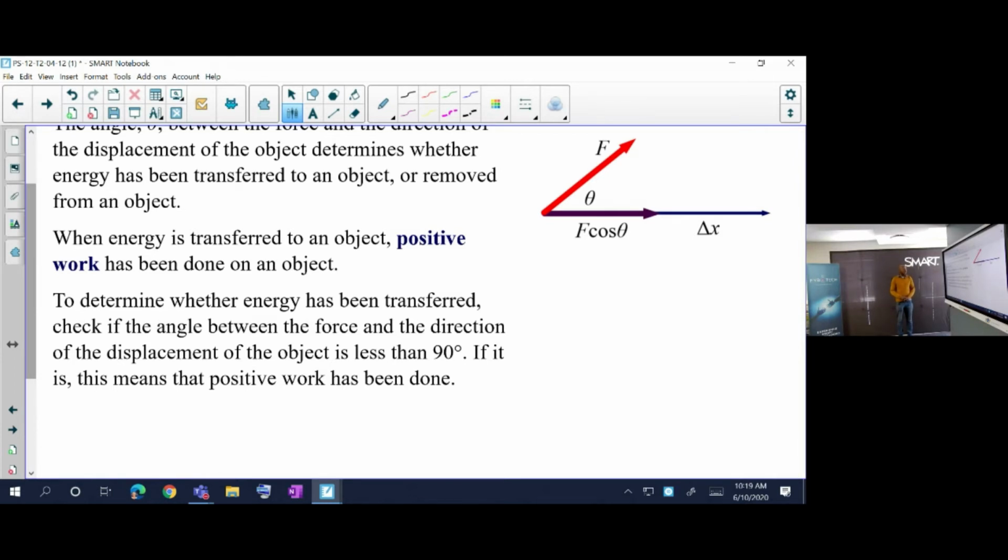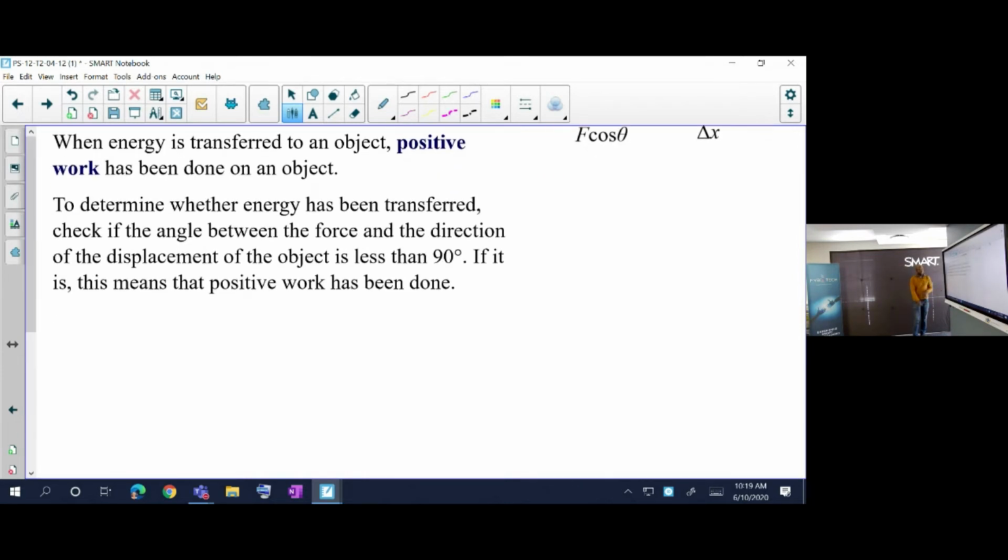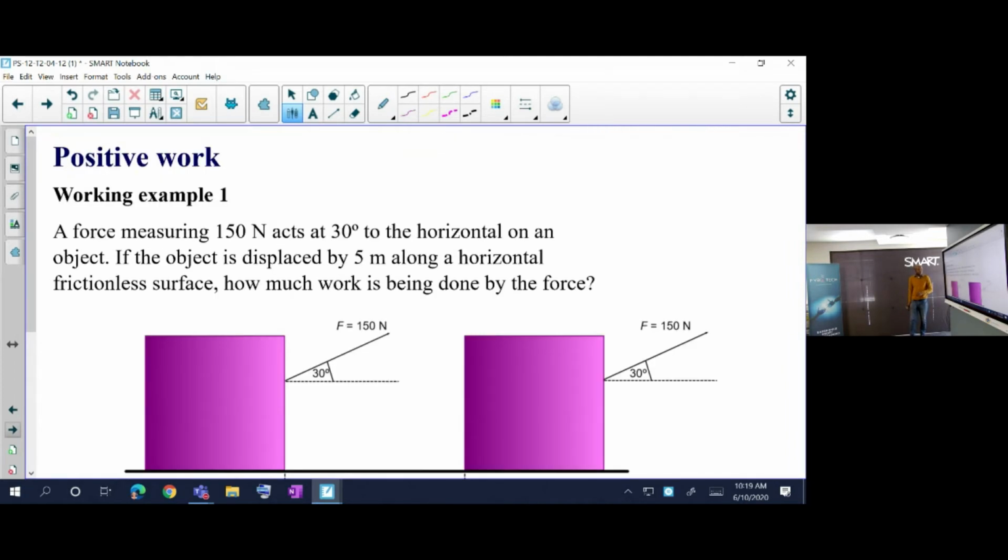I hope I'm clear here to everyone. This is a condition for positive work: theta is less than 90 every time. Don't forget that. We have to look at this example, example one.